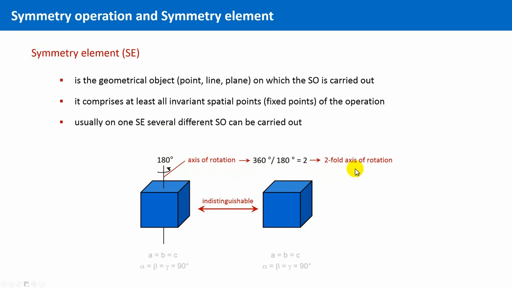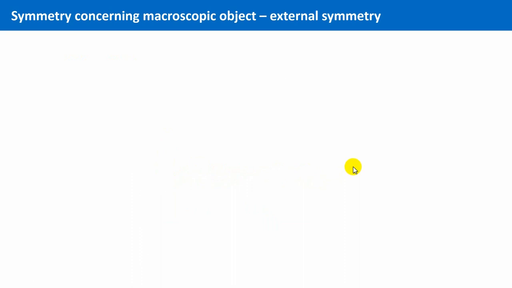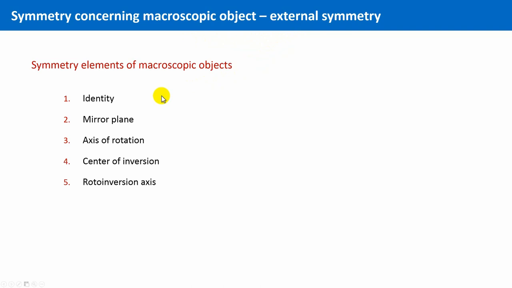So, what different kinds of symmetry elements are there if we consider only external symmetry of macroscopic objects? Only these five: identity, mirror plane, axis of rotation, center of inversion, and the rotoinversion axis. The first symmetry element, identity, is quickly dealt with.